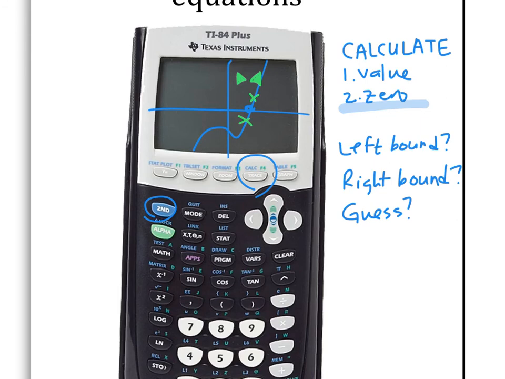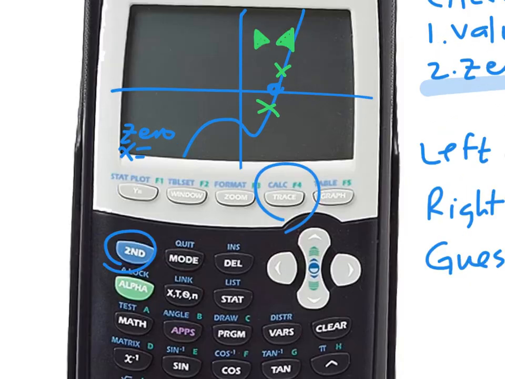Then your calculator is going to say 0. X equals, and this one has a lot of numbers. So this one says 1.324718. And how do you know this is a 0? Because it says y equals 0.